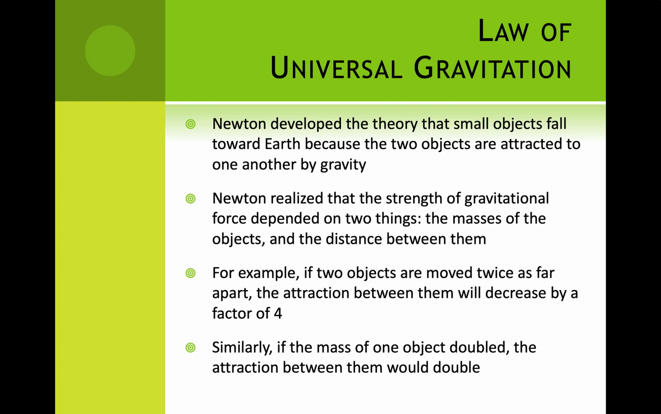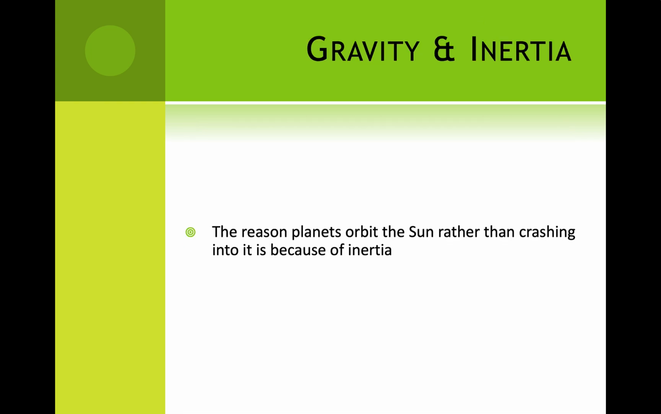And similarly, if the mass of one object doubles, the gravitational attraction between them doubles. It is a function of mass, and primarily because Earth is just so massive. It is the most massive thing on Earth because it is Earth. It kind of dominates the gravity. Again, it's a little bit overly simplifying things, but that's the essence of it.